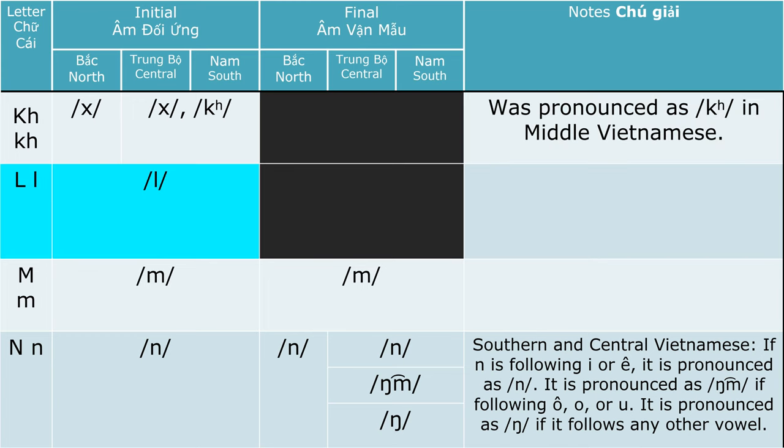La. Ma. As a final, am. Na. As a final, in, ong, or ang. In Southern and Central Vietnamese, if N is following I or E, it is pronounced as in. It is pronounced as ong if it is following O circumflex, O, or U. It is pronounced as ang if it follows any other vowel. In Northern Vietnamese, it is always pronounced as an as a final, regardless of the vowel sound.